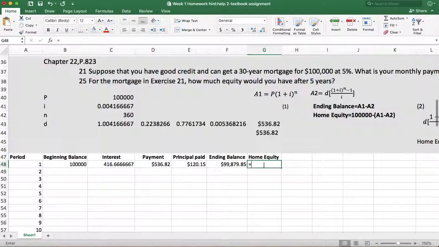Home equity is the principal paid. You already paid $120 for your loan, so you own this amount of home equity. Equity just means what you own. Ending balance just means what you owe.